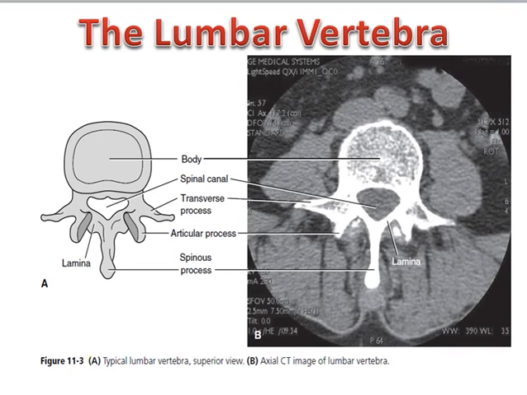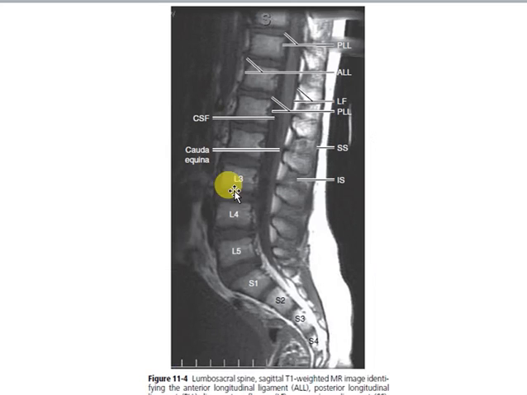Lastly, we need to look at the lumbar vertebra. This is how the lumbar vertebra appear, and this is a T1 weighted MRI of the lumbar spine. You can see the spinous process, the vertebral bodies, the anterior longitudinal ligament, the posterior longitudinal ligament, the yellow ligament or ligamentum flavum, the spinal cord, the filum terminale, the CSF, the sacrum, the sacral vertebrae, and the lumbar vertebral bodies, the intervertebral disc shapes as well as the spaces and the alignment.